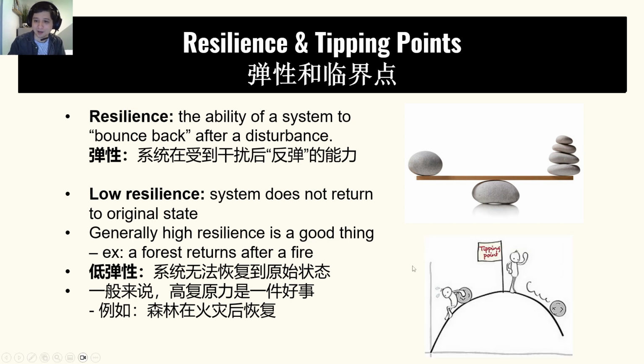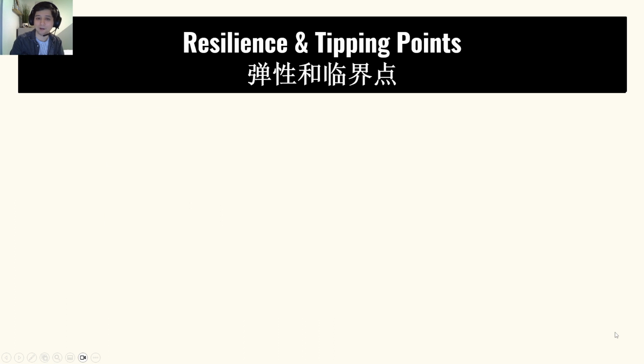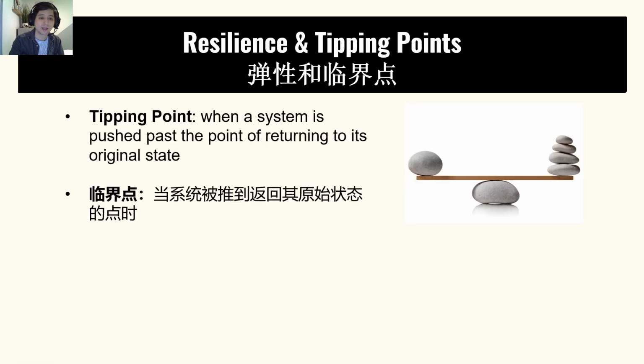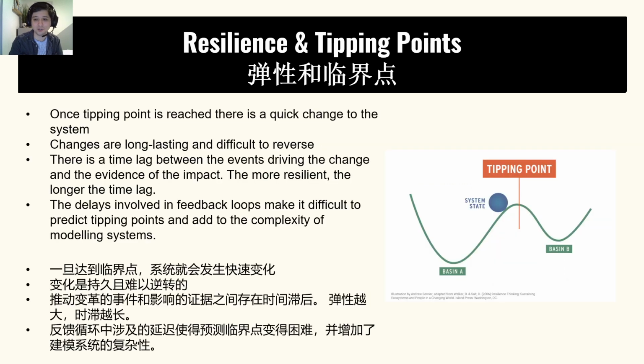At a certain point, we see this bottom picture. You push a rock up the hill, you reach the top. That top is what we consider the tipping point. The tipping point where you push the rock over, and all of a sudden things change very rapidly. Things change quickly, right? And again, it's when a system is pushed past the point of returning to its original state.